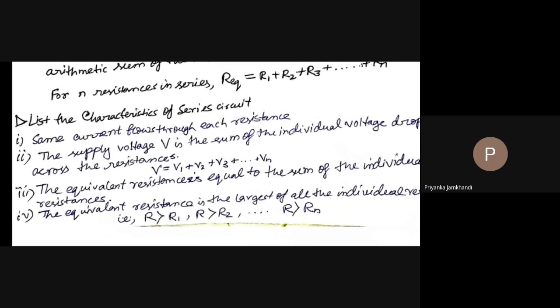So here are the characteristics of a series circuit that I have written. We will remember these points. Number one is that the same current flows through each resistance. Number two is that the supply voltage V is the sum of the individual voltage drops across the resistances, that is, V equals V1 plus V2 plus V3 up to Vn.